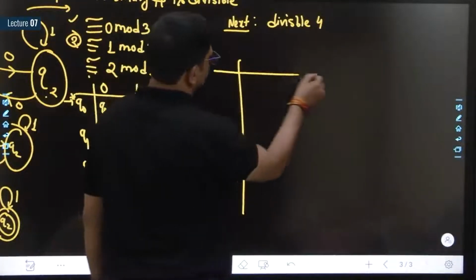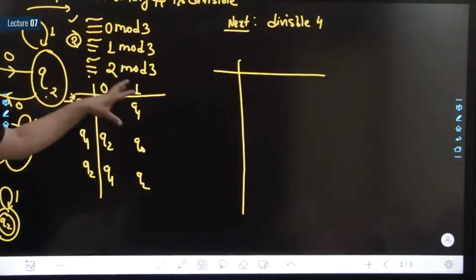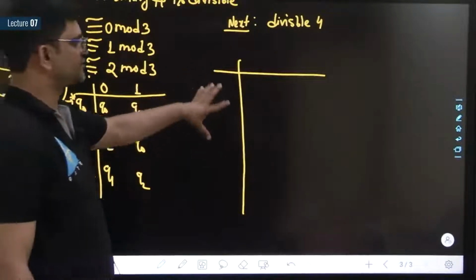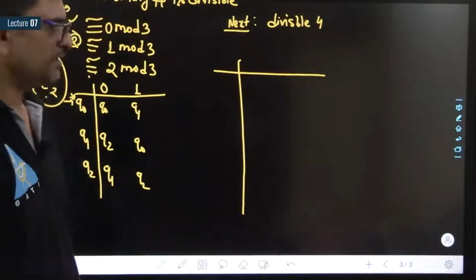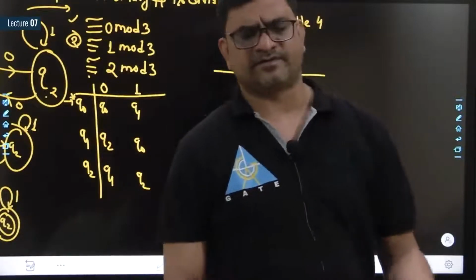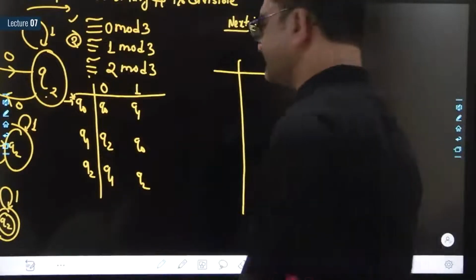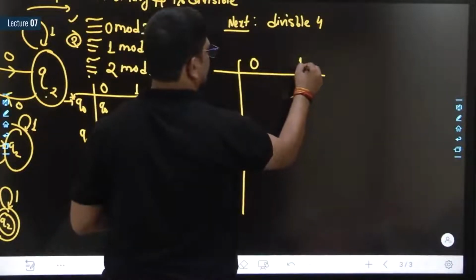Please see the short trick for this type of question. Only this type of questions. Input is binary, ternary, any number of inputs. Here the number of inputs is 2: 0 and 1.